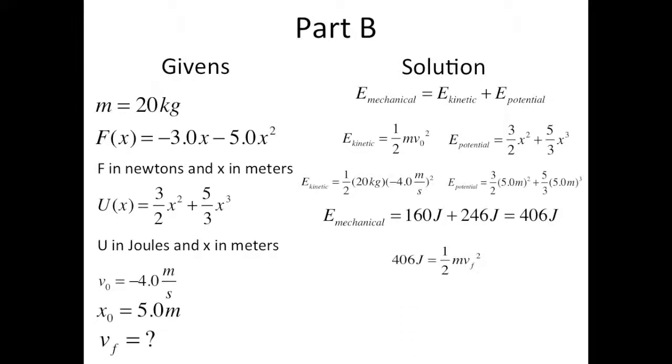And now that we know that there's 406 joules of mechanical energy in the system, we know that when the particle is passing through the origin, the mechanical energy is also going to be 406 joules. And we know that the potential energy is going to be 0 because if we plug 0 for x into the potential energy equation, then we get 0. So all the mechanical energy as the particle goes through the origin is going to be from kinetic energy. We therefore set this final velocity equation equal to 406 joules, and we solve for the final velocity. We plug in our mass, and we get a final velocity of 6.4 meters per second.